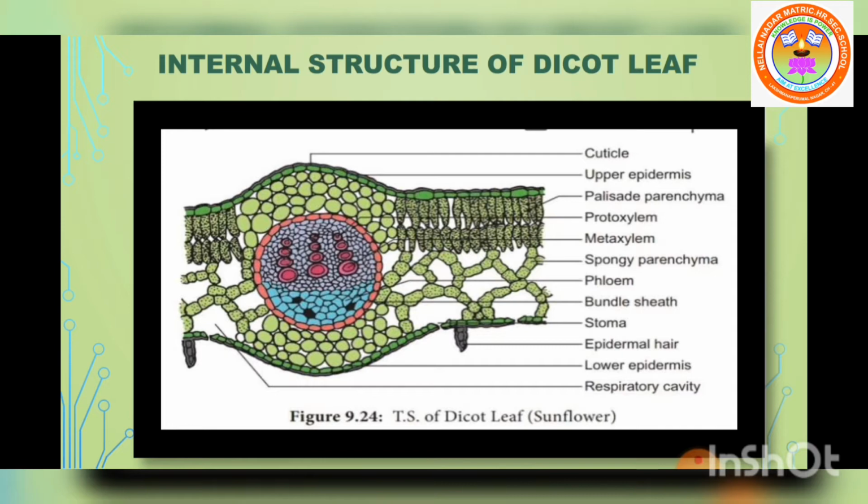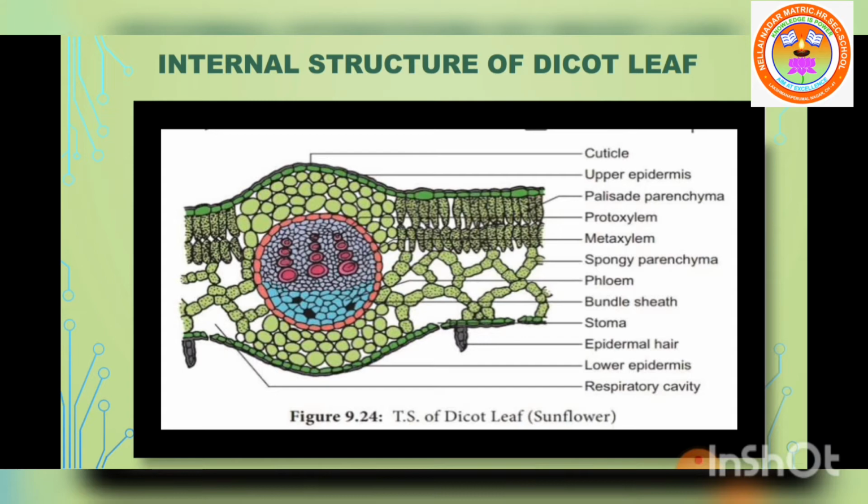In dicot leaves, we can see upper and lower epidermis. The epidermis is usually made up of a single layer of cells that are closely packed. The cuticle on the upper epidermis is thicker than that of lower epidermis. The minute openings found on the epidermis are called stomata. Stomata are more in number on the lower epidermis than on the upper epidermis. The stoma is surrounded by a pair of bean-shaped cells called guard cells. Each stoma opens into an air chamber.